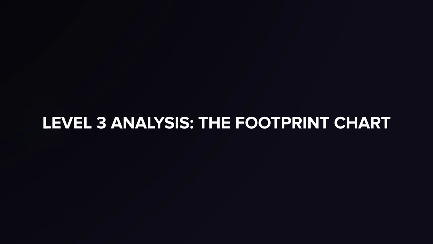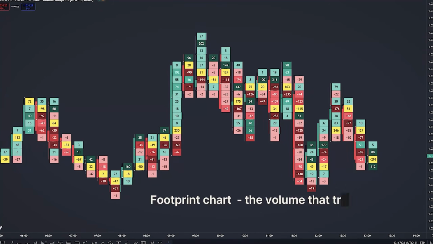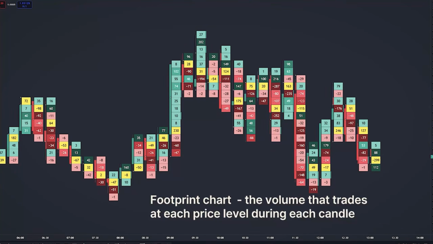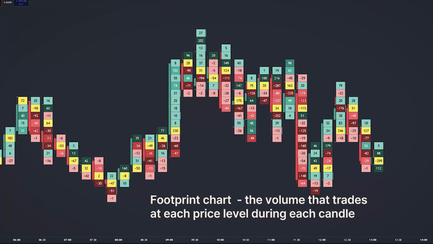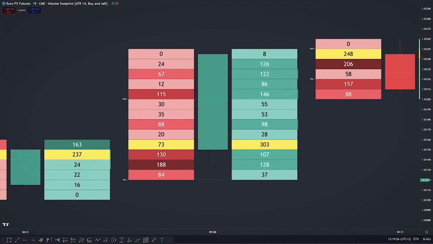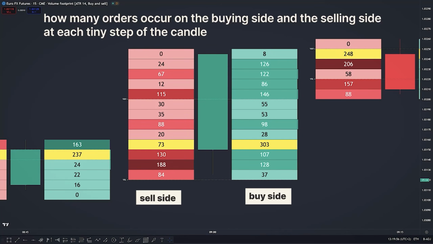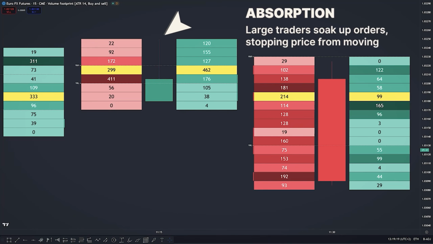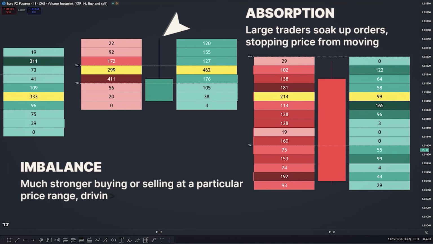A footprint chart helps us see what is happening inside those moves by showing the volume that trades at each price level during each candle. That way, we do not just see a candle's high or low. We also see how many orders occur on the buying side and the selling side at each tiny step of the candle. This detailed view can help you understand absorption and imbalances. Absorption is when large traders soak up orders, stopping price from moving. Imbalances happen when there is much stronger buying or selling at a particular price range, driving price in a direction.